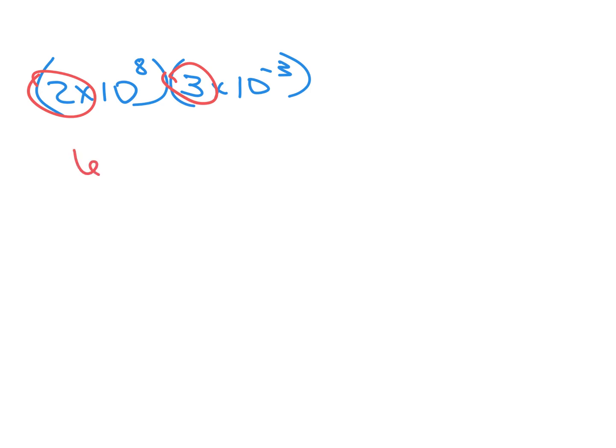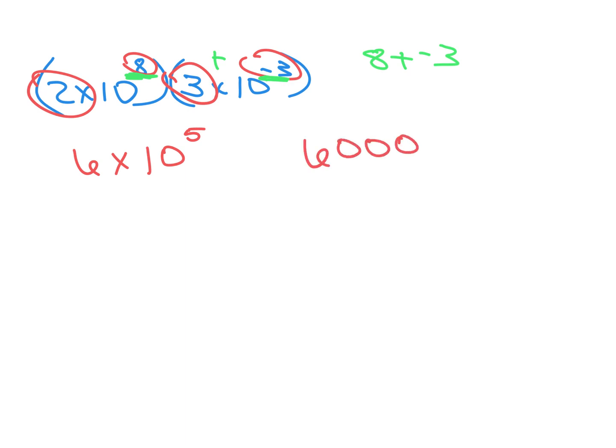2 times 3 is 6. Put a times sign, put a 10. Then we look at our exponents. And what do you do when you have exponents that are on the same level? You add them. 8 plus -3. The signs are different. We take the difference, and then we put the sign of the largest number. There's our answer. Or 1, 2, 3, 4, 5, 600,000. So if we multiply this times this, we get 600,000. And we leave the answer like that.